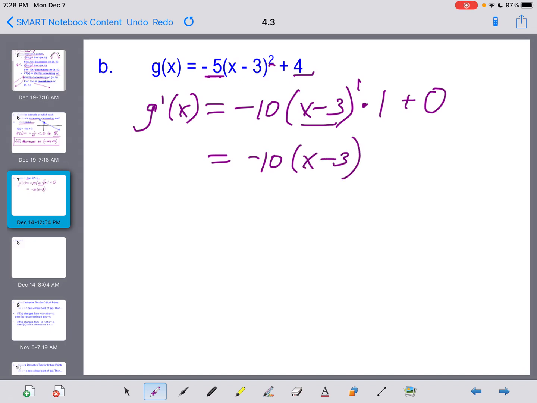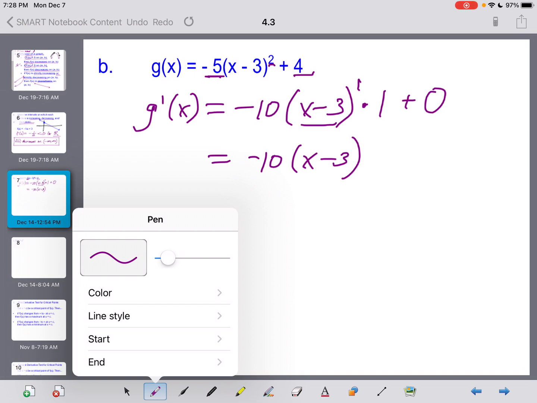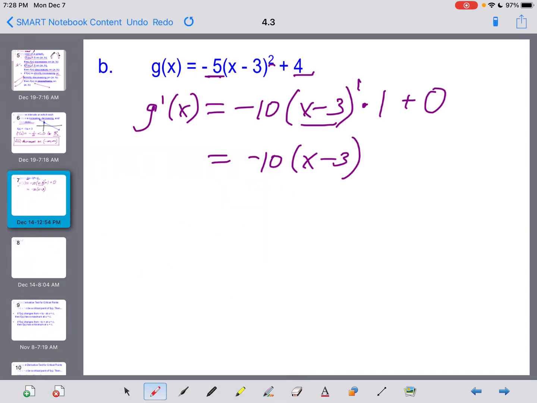Now, could I distribute that negative 10? Absolutely. Should I? No. Factored expressions, everybody, are always what you want. Now, what we are interested in is knowing what values of x are going to make this derivative positive and what values of x are going to make it negative. To figure that out, we have to consider the spot where positivity and negativity change. And that occurs at the spot where your derivative is actually equal to 0.